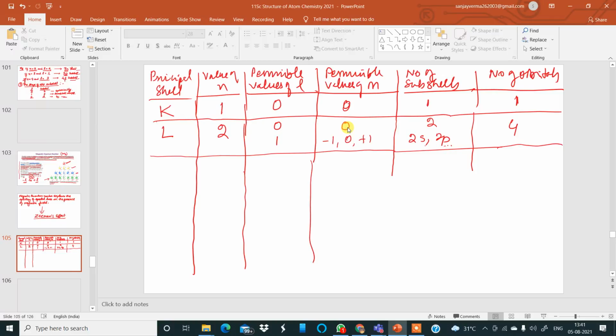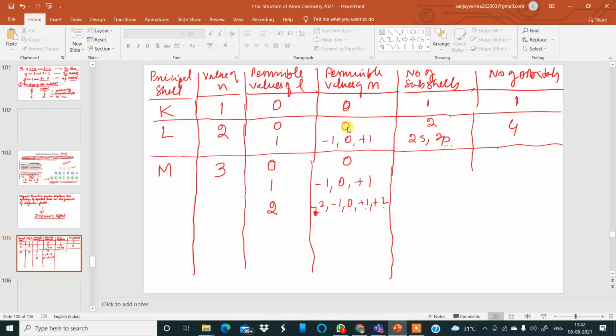Now coming down to the next principal shell, M. For principal shell M, the value of n is 3. So n equal to 3 means permissible values of L will be 0, 1, and 2. For 0 it will be 0 only. For 1 it will be minus 1, 0, plus 1. For 2 it will be plus 2 to minus 2: minus 2, minus 1, 0, plus 1, plus 2. So you can count 1, 2, 3, 4, and 5 of them.